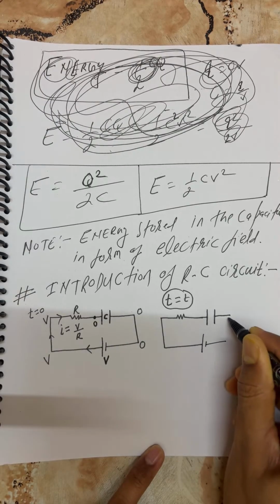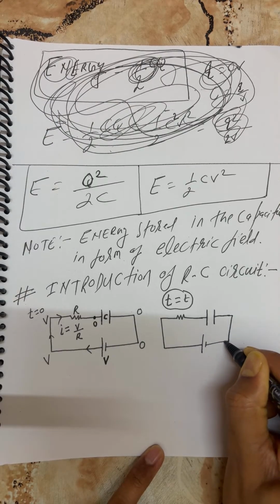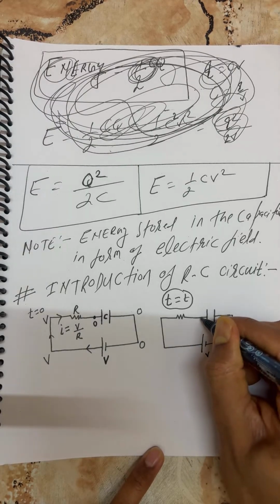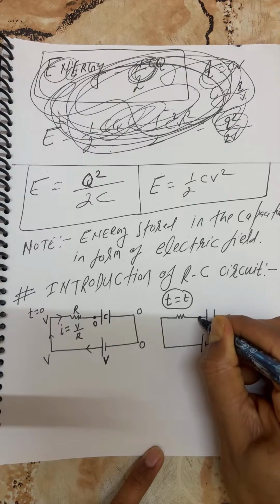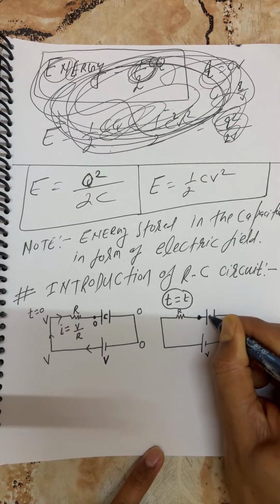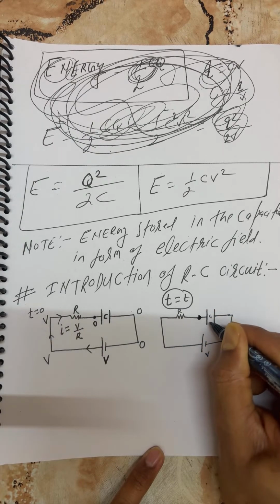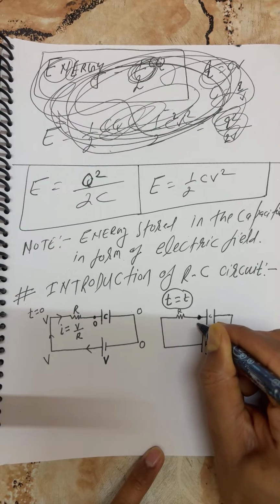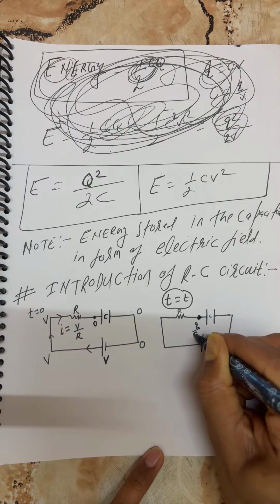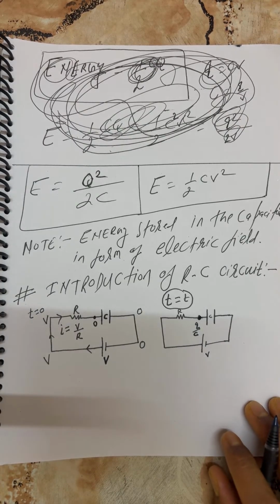You can write, this is V. So what is the potential drop on the capacitor, my kids? This remains R, this is C. So the potential drop on the capacitor is Q/C, right, students?